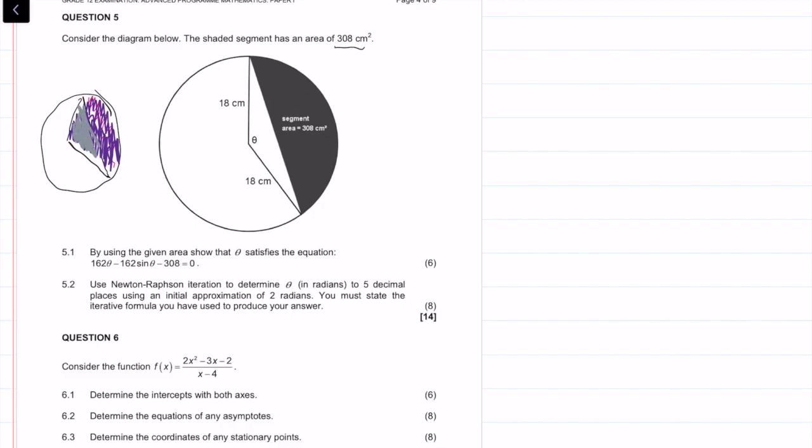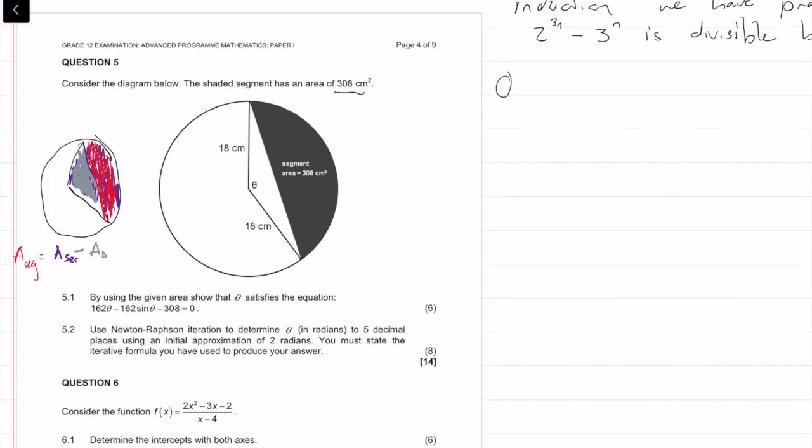So let's say area 1 is the area of the sector, and area 2 is the area of the triangle. If we subtract these from each other, we would get this area right here, which is the area of this segment. So that's how we're going to go about getting this equation. Okay, so question 5.1.